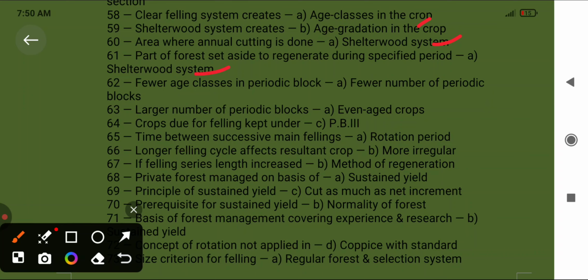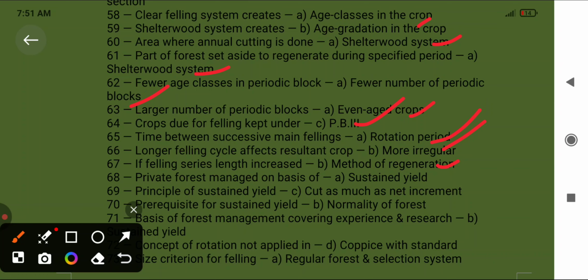One shelterwood system. Fewer age classes in a periodic block when fewer number of periodic blocks, large number of periodic blocks when even-aged crops. Crop due to filling is kept under the periodic block. The time between successive main fillings is the rotation period, and a longer filling cycle makes the resultant crops more irregular. If filling series length increases, method of regeneration.